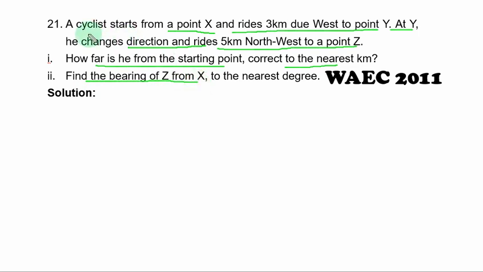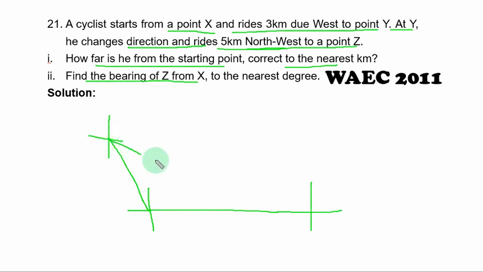Solution. A cyclist starts from a point S. So S is the starting point because he followed west to Y. S needs to be somewhere here. Then this is west. From this west, the cyclist moved to point Y. From Y, he followed northwest to point Z. This is north, this is west. So he followed this direction, then he gets to Z.